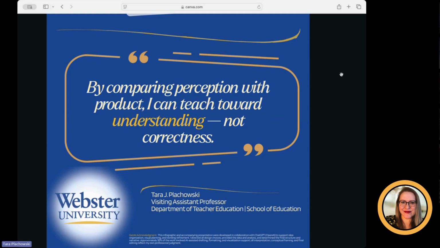And then just a focus that I'm comparing their perception of how well AI did this work with the product that was created. And now this allows me to use that data to tell me what I still need to teach, what they need to understand better, and where we need to go from here, which is my targeted use, as I said when I began, of how I use this assessment data.